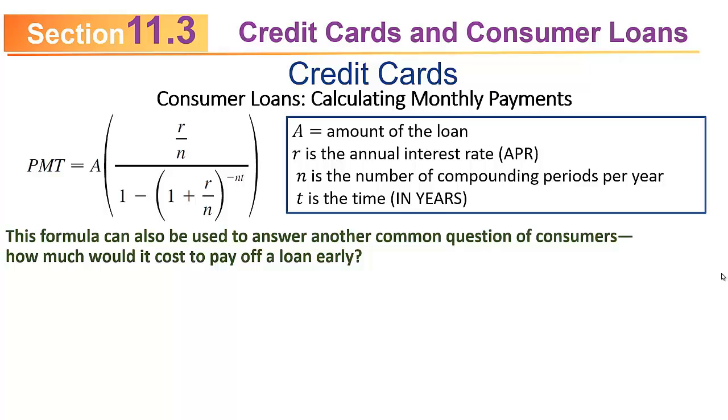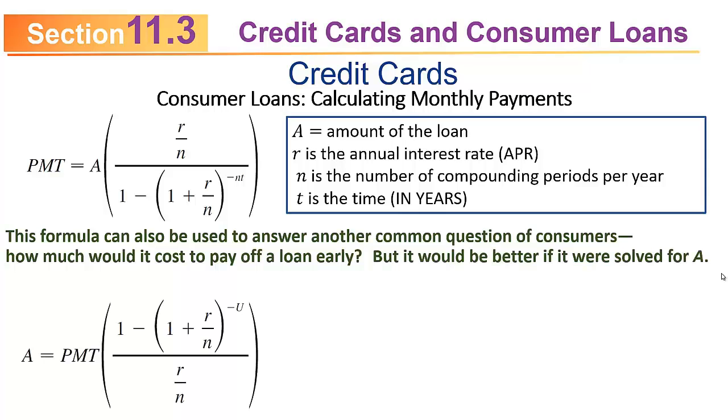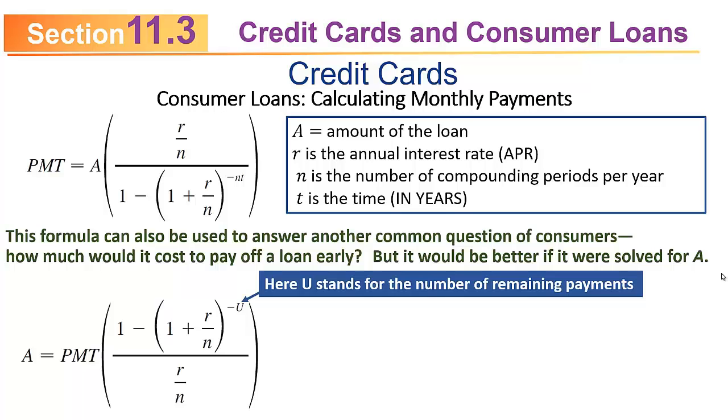You can actually use this formula to do that, but it would look better if you had it solved for A. You'll also notice that I changed the NT up in the exponent, which used to be in the bottom, to a capital U. And that capital U stands for the number of remaining payments, because in the end, you're only looking at how much it's going to cost you to pay it off, so you don't owe the number of payments that you used to owe. That NT represents the total number of payments over the whole life of the loan. But if you've already gotten into the loan, you no longer owe as many payments. That U corrects for that, and it's only the number of payments that are remaining.